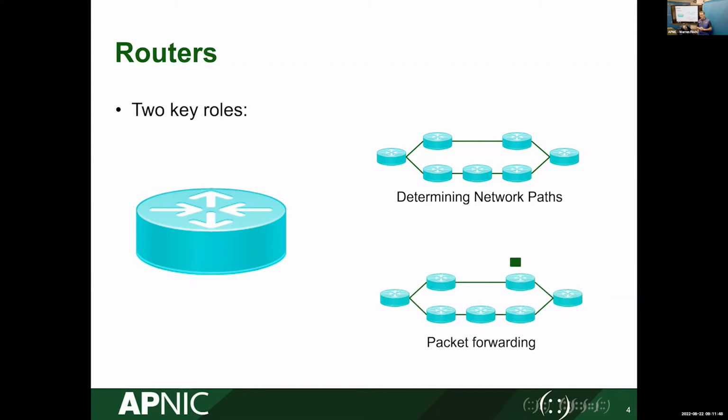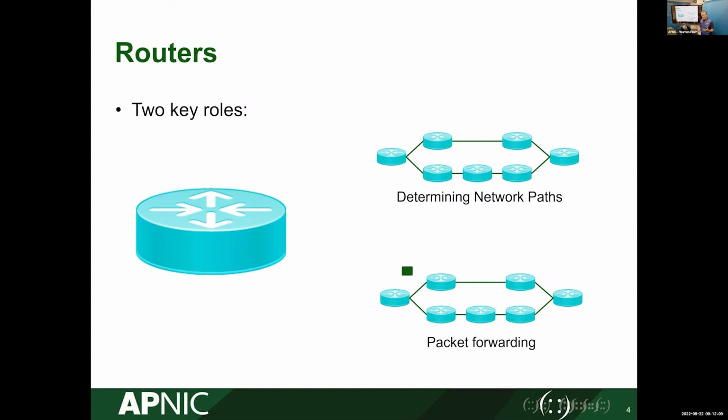So once it knows how to do that, it then needs to determine how it's going to send that packet. So it does the packet forwarding. It receives a packet, it looks up information about where that packet is destined to go to, and it figures out what is the exit path to send and forward that packet on.